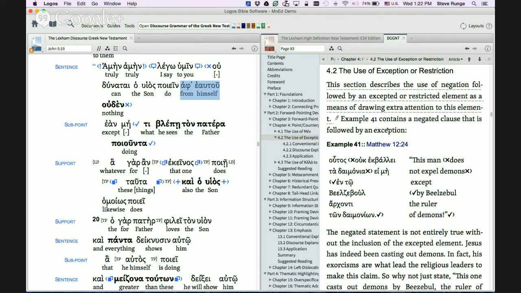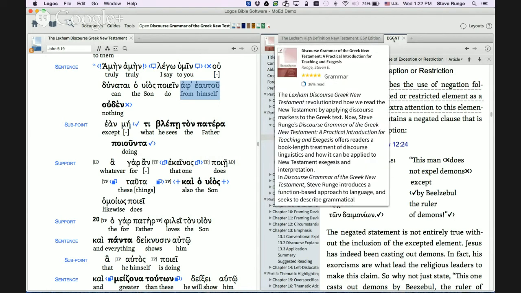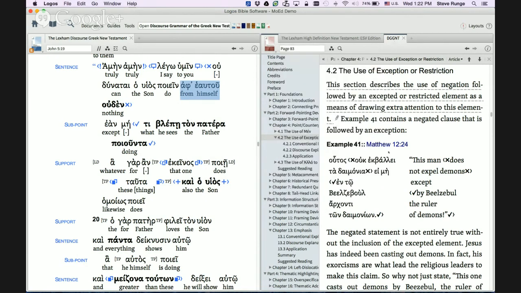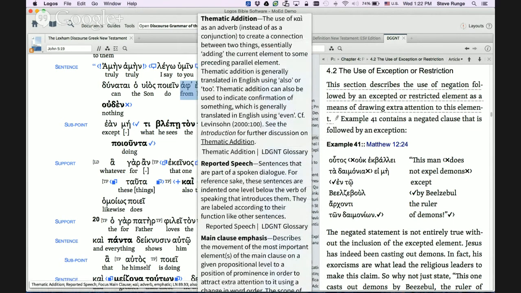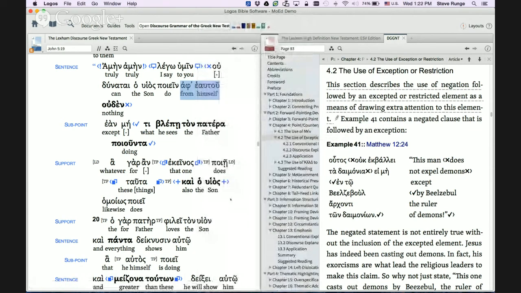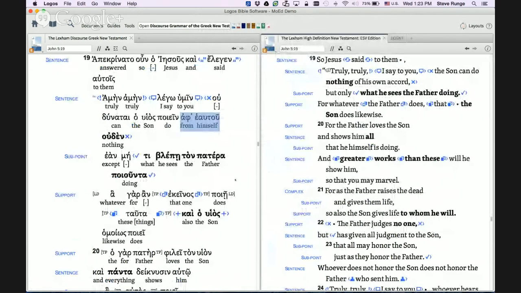The content I've covered is available in the, or most of the content is in the Discourse Grammar of the Greek New Testament. There's some of it in chapter 2 and some of it in chapter 4, particularly talking about the point counterpoint sets. And for those of you who haven't seen the database, you've read the Discourse Grammar in print, but weren't aware of the database, there is a database that marks up all of the features that are described in the Greek Discourse Grammar.